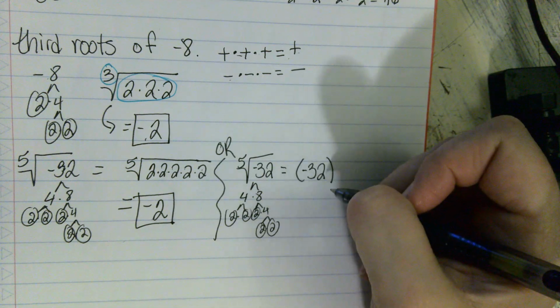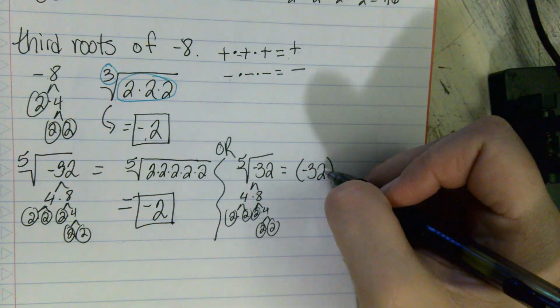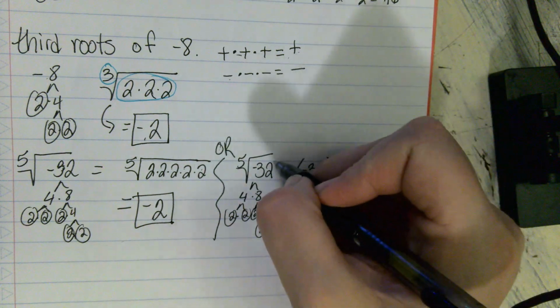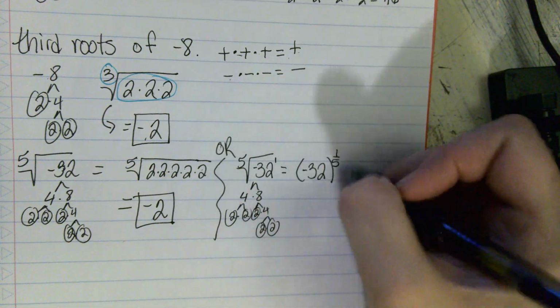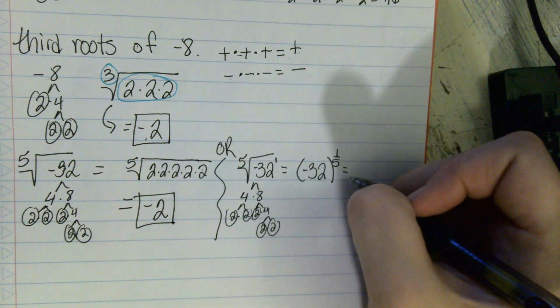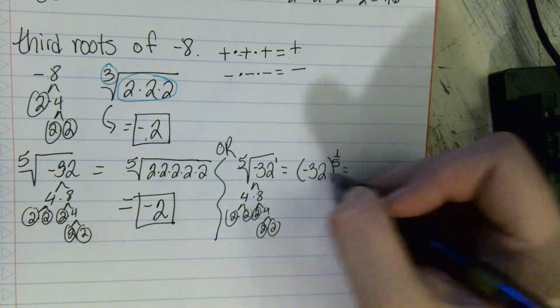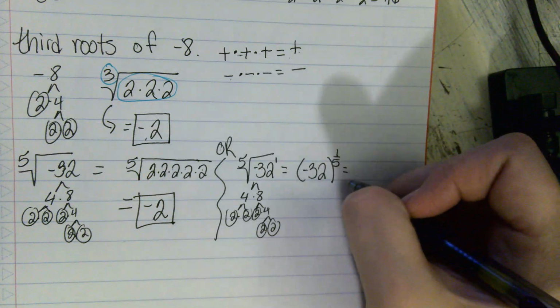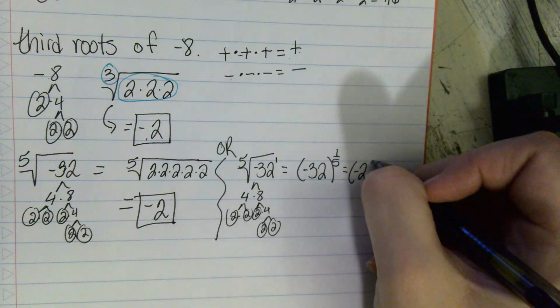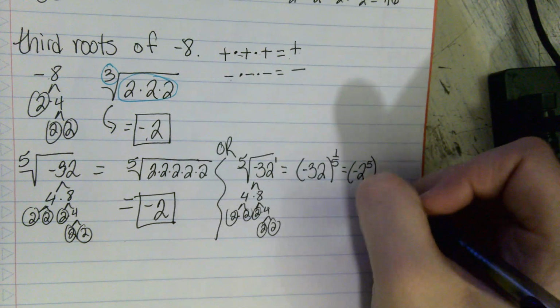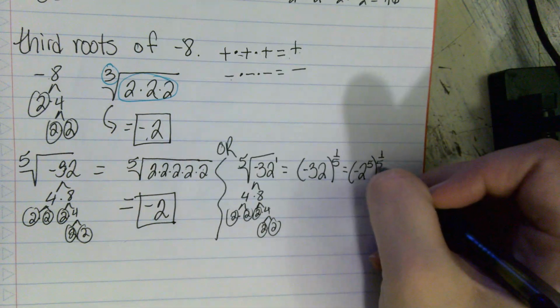to the invisible 1 over 5 power, which then I can write as negative 32 is the same as negative 2 to the 5th power raised to the 1/5 power.